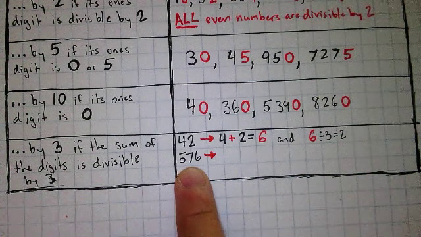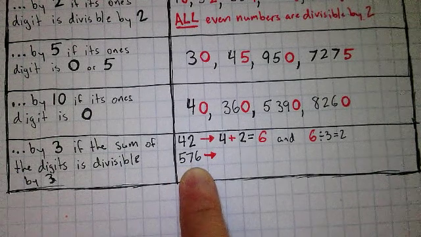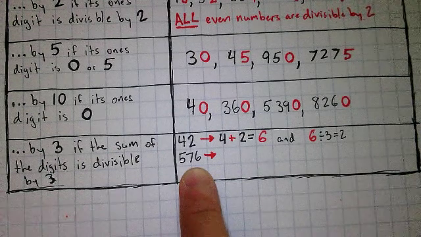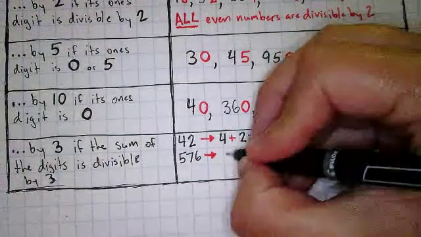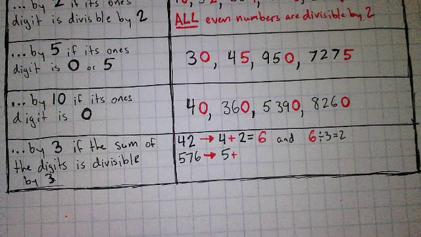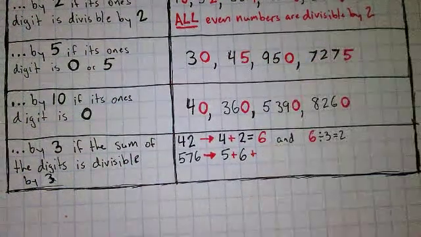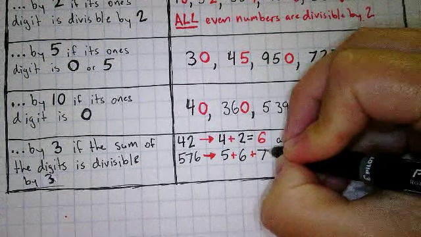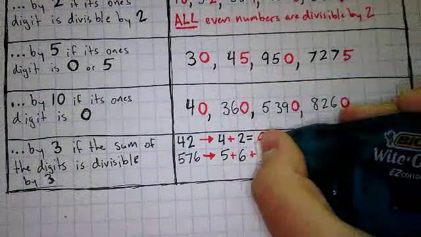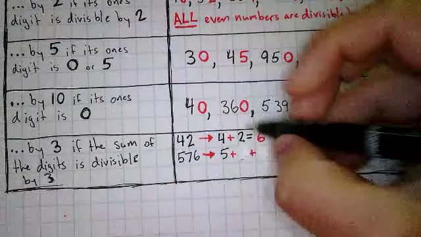Now, I'm going to add up all these digits. Plus 6, right? I got to do all of them. 5 plus 6 plus 7. I'm going to add all 3 of them together. Oh, wait, I did this out of order. Well, it doesn't really matter, but I am going to flip it just for the sake of keeping my notes neat and organized.